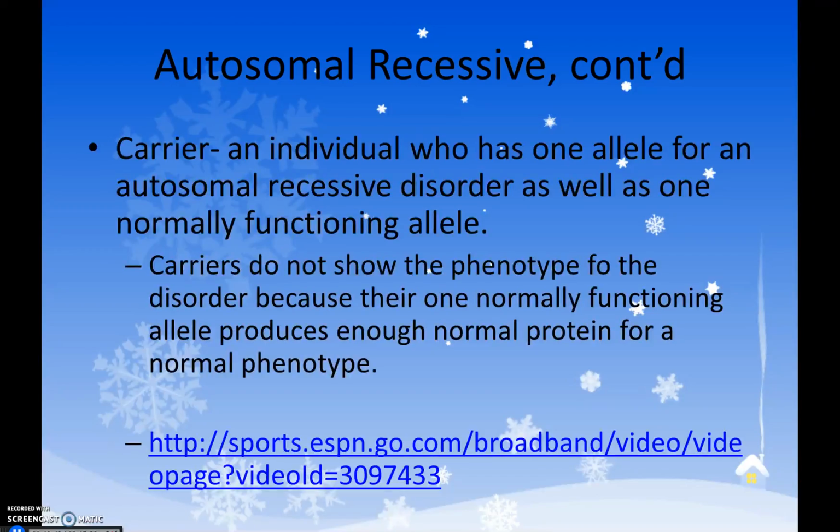First off, here's the definition of what a carrier is in these autosomal recessives. So please write down this definition. An individual who has one allele for an autosomal recessive disorder as well as one normally functioning allele. They are not showing the phenotype for the disorder because the one normally functioning, that dominant, is enough to make the phenotype normal.